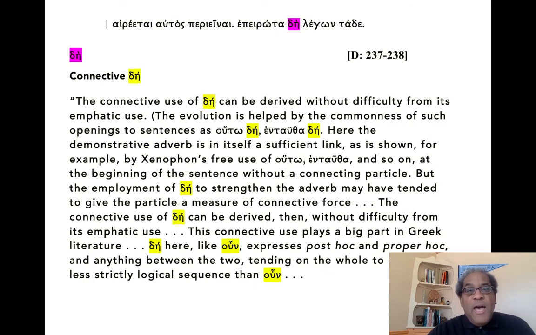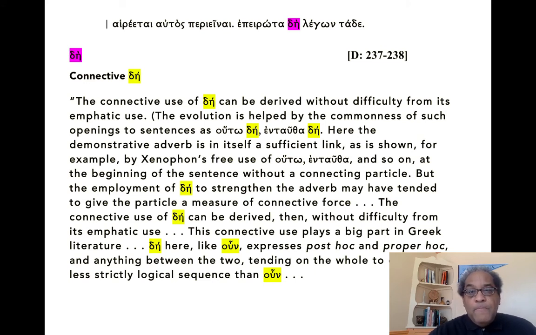Next, haeretai autos perienai. He himself chose to survive. Erota de legontade. Now, this is an example Denniston tells us of connective de, which he treats at pages 237 to 38. So, quoting Denniston, the connective use of de can be derived without difficulty from its emphatic use.